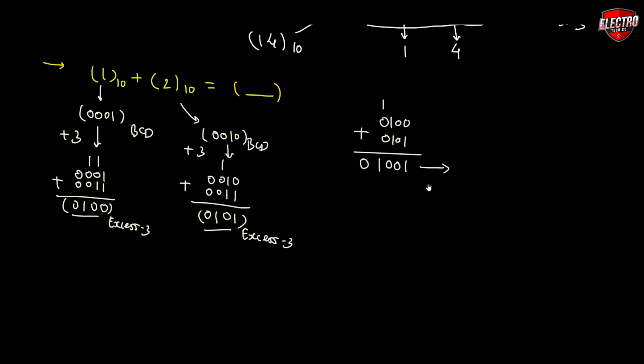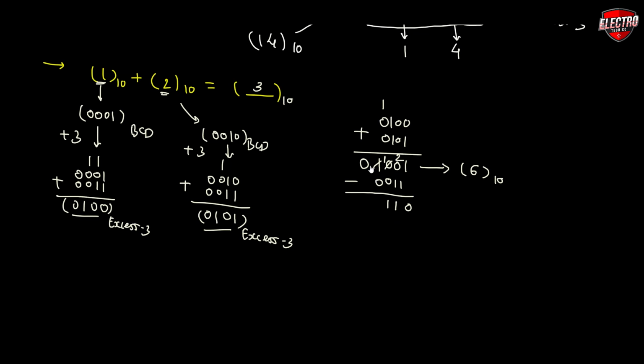Because if we convert this Excess-3 number into a decimal number, then we get the final answer equal to 6 in the decimal number system. But if we add both these decimal numbers 1 plus 2, then we get only 3 in decimal number. So we have to subtract 3 from the final result. So if we subtract 3, that is 0011, from the final sum, then we get 1 minus 1 is equal to 0, 0 minus 1, so we have to take 1 borrow, 2 minus 1 is equal to 1, and 1 minus 0 is equal to 1.